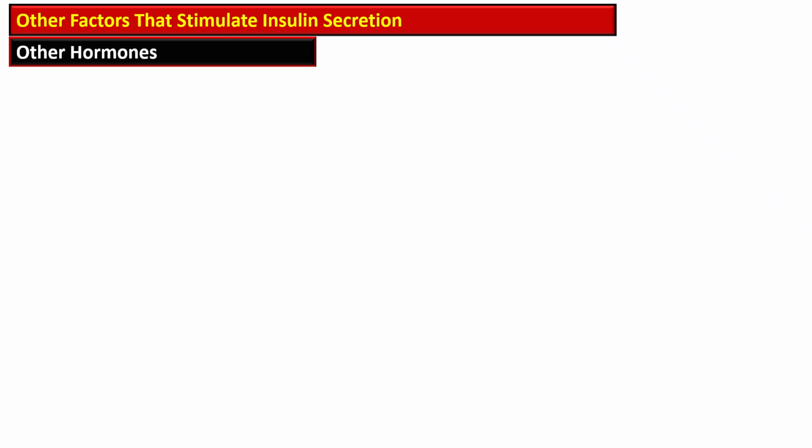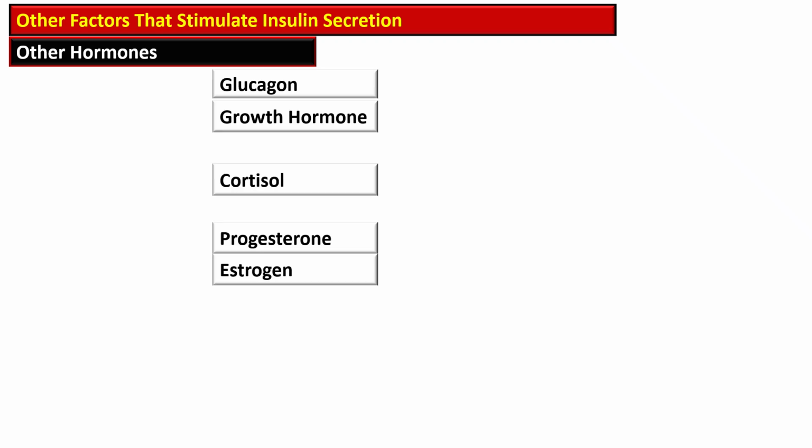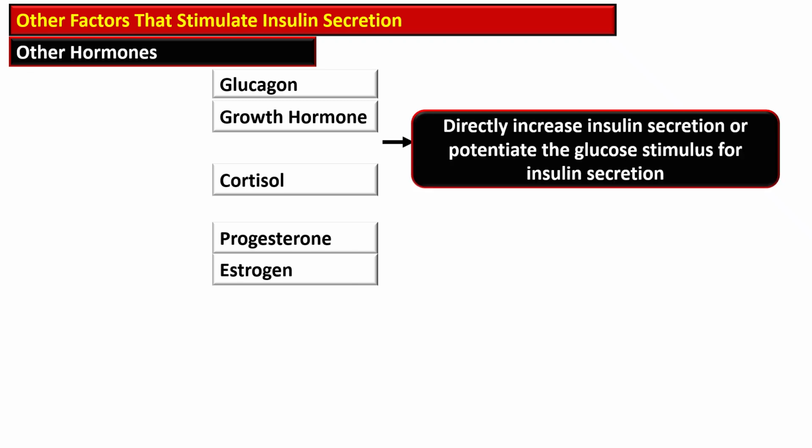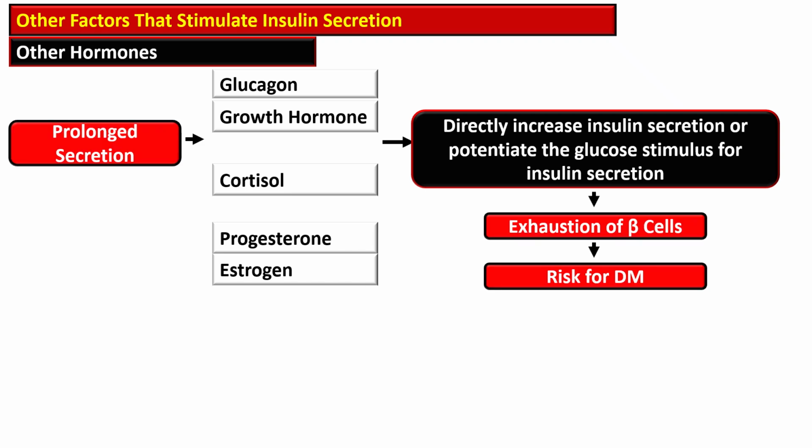There is influence of other hormones on the insulin secretion. The hormones that potentiate or increase the insulin secretion are glucagon, growth hormone, cortisol, progesterone, and estrogen. The prolonged excess secretion of these hormones overstimulates beta cells in the islets of Langerhans and leads to beta cell exhaustion and increases the risk of diabetes mellitus.